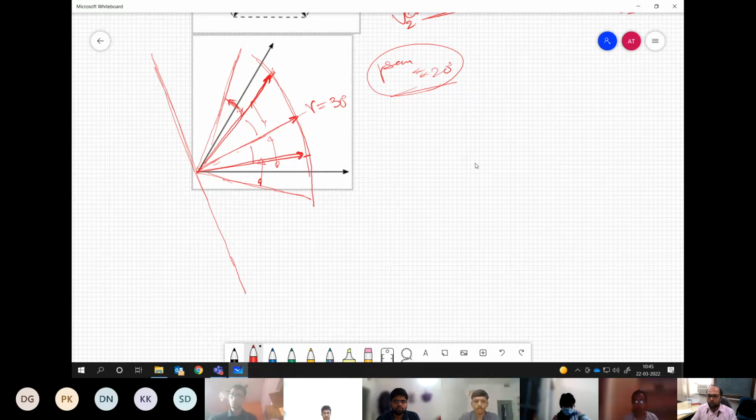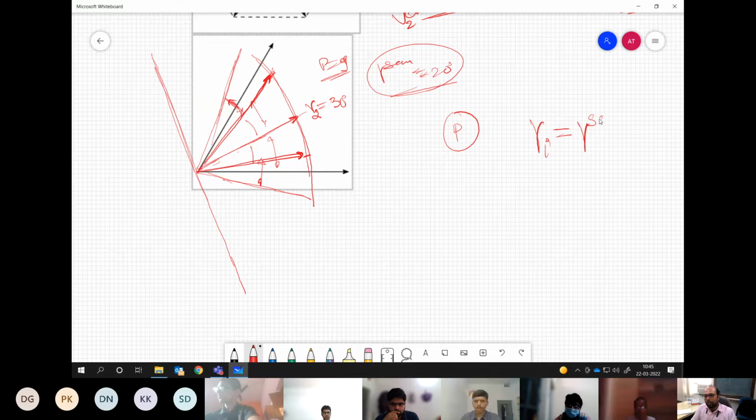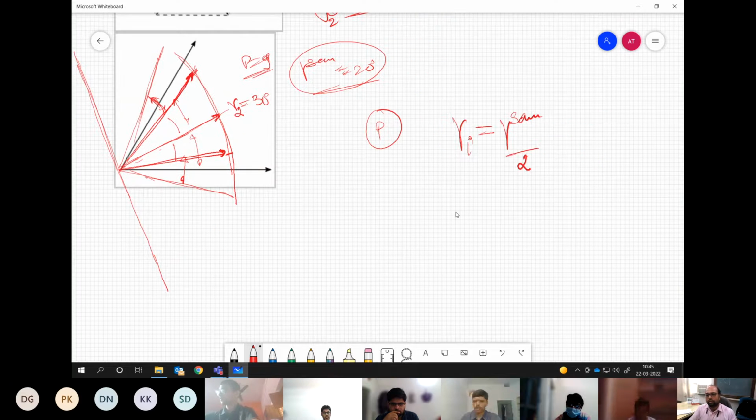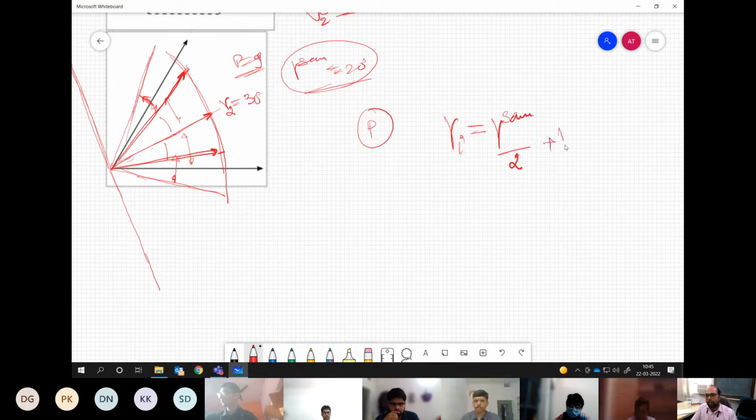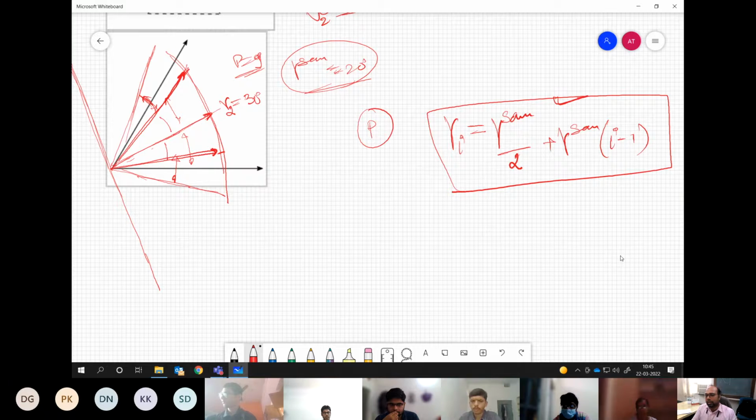So if I generalize, say this is my gamma 2 for P equals 9. If I generalize for any pulse number P, if I have n number of gamma to realize, I can say that gamma I is nothing but gamma sample by 2 plus gamma sample into I minus 1. This is the location of the ith sample for a given pulse number. So pulse number will decide what gamma sample is.